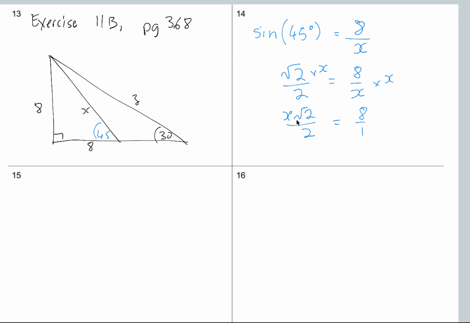I'm now going to get rid of my other denominator because I work better that way. So that leaves me with x root 2 is equal to 16. And therefore, x is equal to 16 on root 2. But I want to rationalize my denominator. So I multiply both top and bottom by root 2, and I get 16 root 2 on 2.